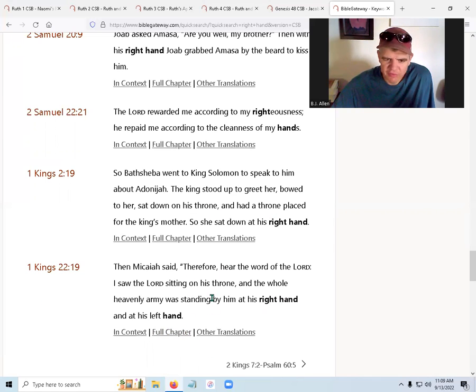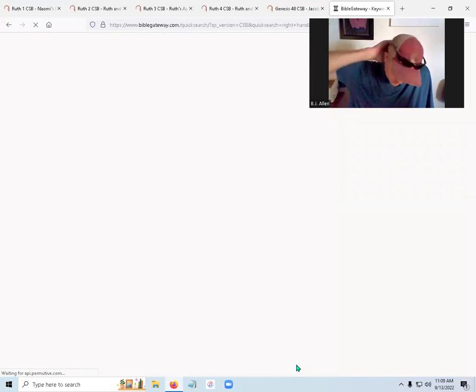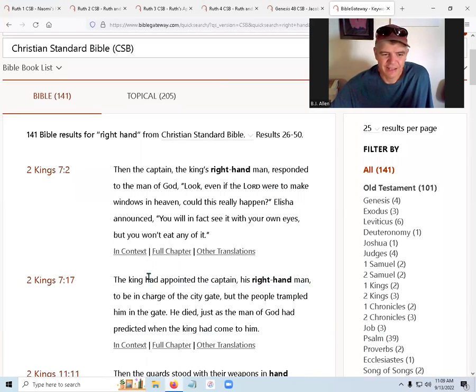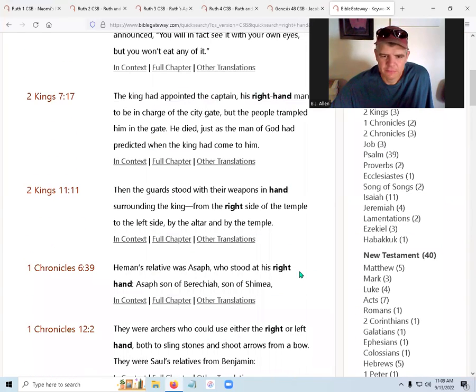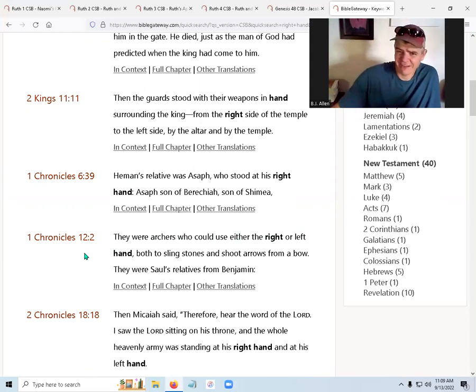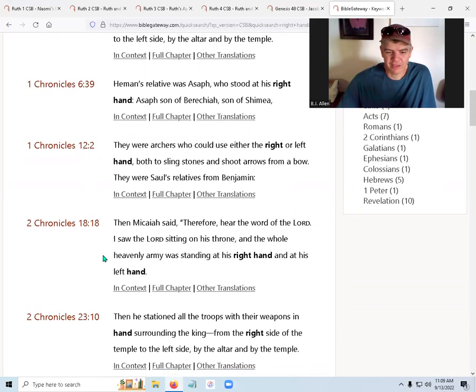The heavenly army was standing by at his right hand and at his left. Okay. I mean, you understand, then the captain, the king's right hand man. We've heard that before, right? The king had appointed the captain, his right hand man, who stood at his right hand. Yeah, I guess so. The archers could use either right or left hand. So those guys were awesome. Ehud was left-handed. These guys can use the right or left hand.